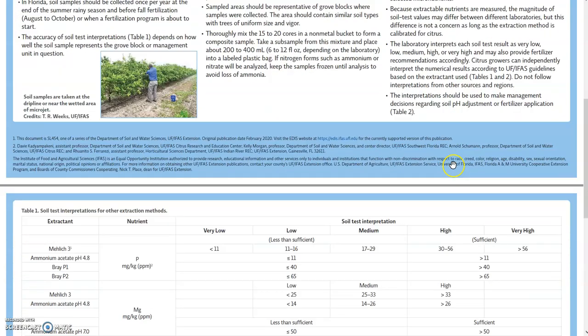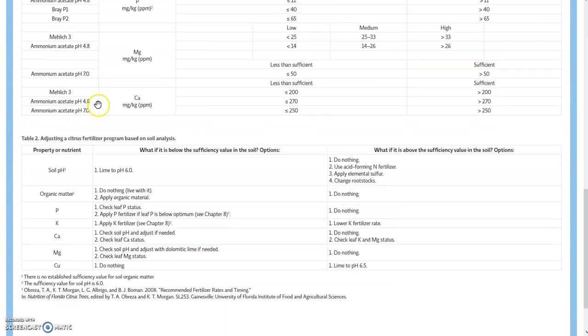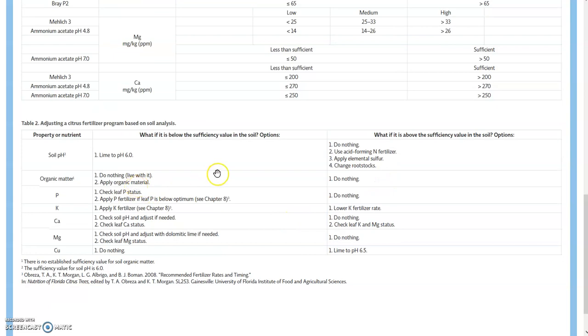I have attached some interpretations for the different methods. For example, for soil pH, if the pH is up to 6, then you don't need to worry about that. If the pH is very low, you need to add lime to increase the pH. If the pH is above the sufficiency value, do nothing, or else use acid-forming fertilizers, or apply elemental sulfur. For organic matter, if you are below the sufficiency value, apply organic material. If you have more organic material, do nothing.